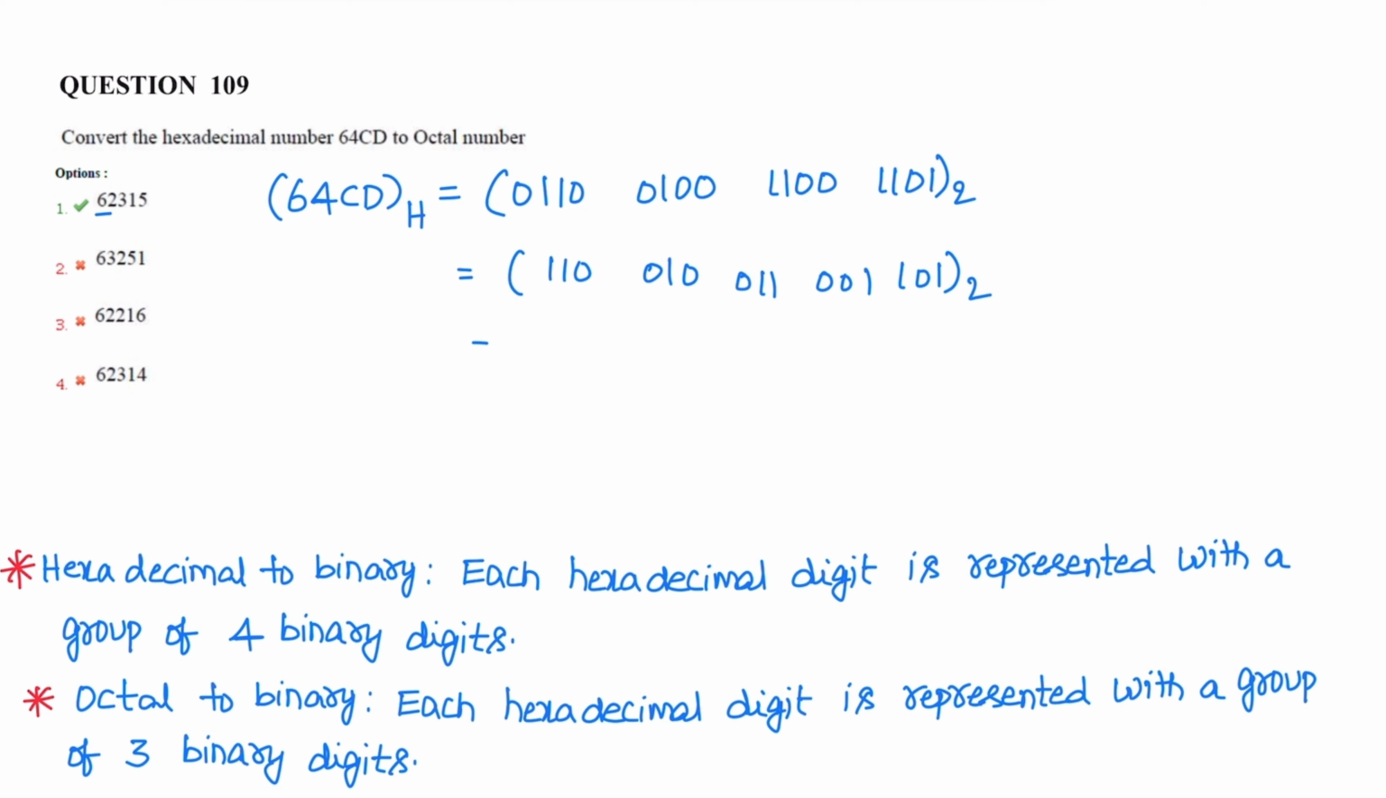Write the equivalent decimal number for each group. 110 is 6, 010 is 2, 011 is 3, 001 is 1, 101 is 5. The radix is 8 here. So 64CD hexadecimal is equivalent to 62315 base 8. Correct answer is option 1.